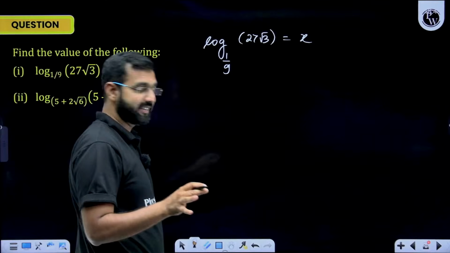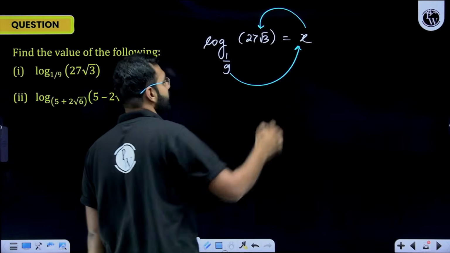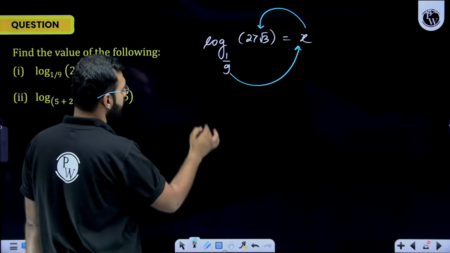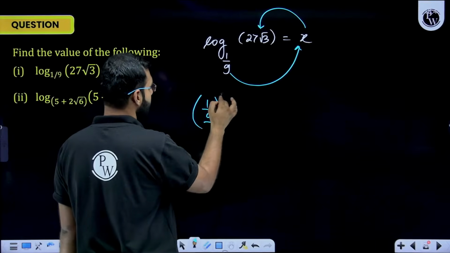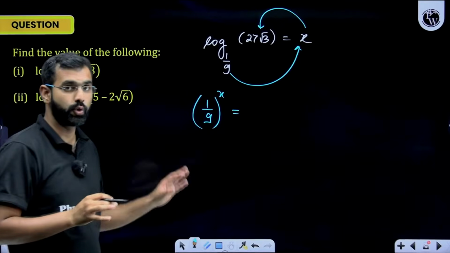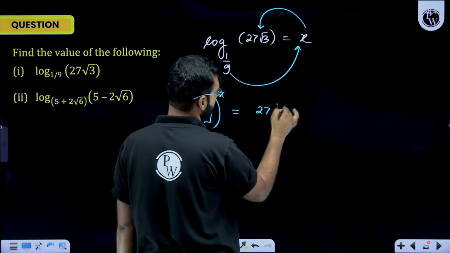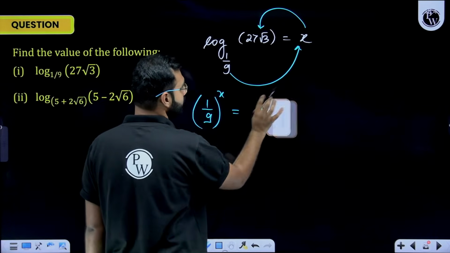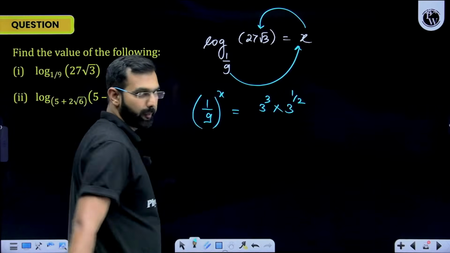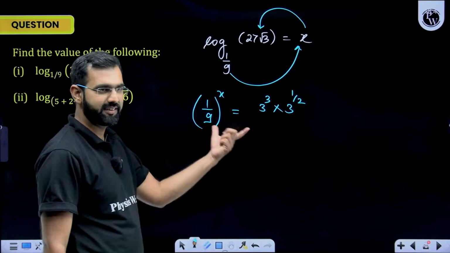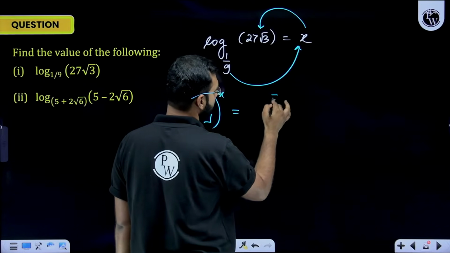By the basic fundamental understanding of log, what will I say? That 1 by 9 to the power x should be equal to 27 root 3. Although you can use the basics of logarithm as well, since I'm hoping and assuming that you don't know the properties, this is how I'm trying to help you with that. So this is 27 root 3. Now 27 is 3 cube and root 3 is 3 to the power 1 by 2. So 3 plus 1 by 2. I hope you are getting it. When bases are same, powers are added. So it is 6 plus 1, that is 7 by 2. So here it is 3 to the power 7 by 2.